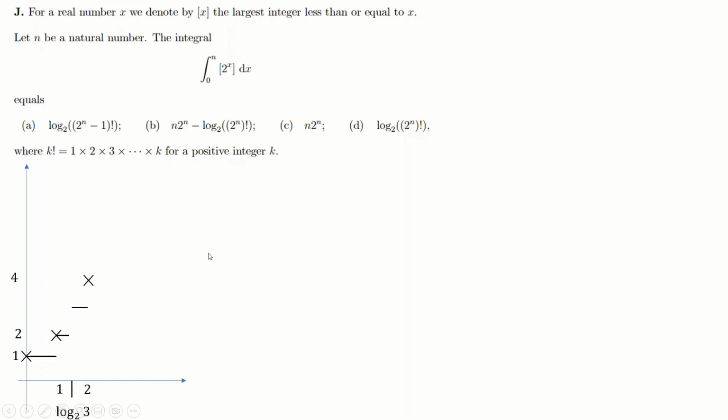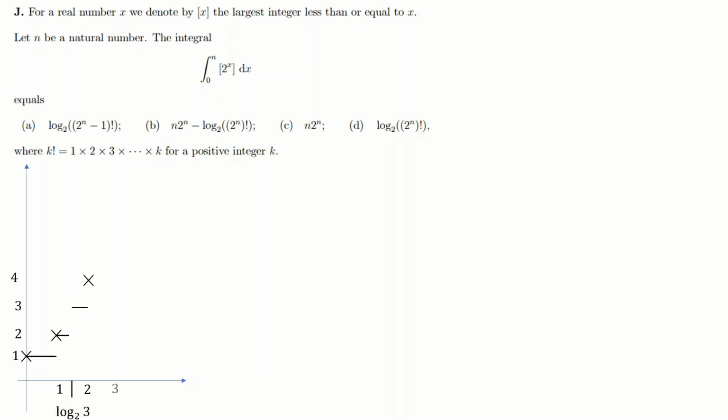Now why log to base 2 of 3? Well, of course, because that's the thing. If you set that equal to x, you literally get 2 to the x equals 3. It's the thing that you raise 2 to eventually get to 3. And of course, once you're there, the floor function just keeps you at 3 for a bit. And the same thing sort of keeps happening.